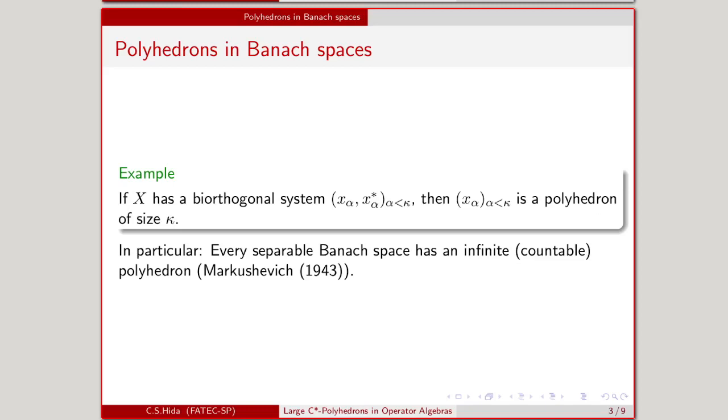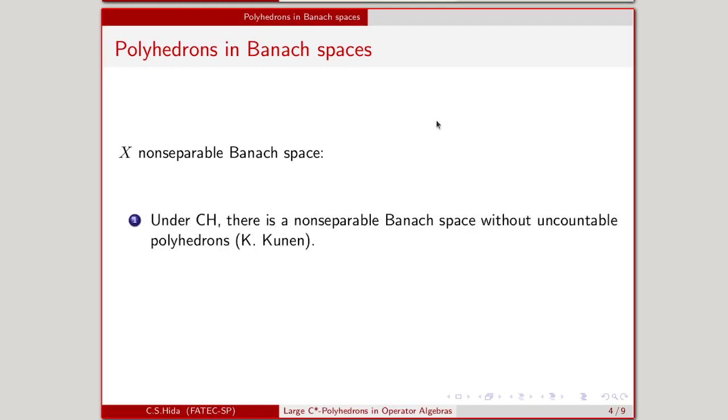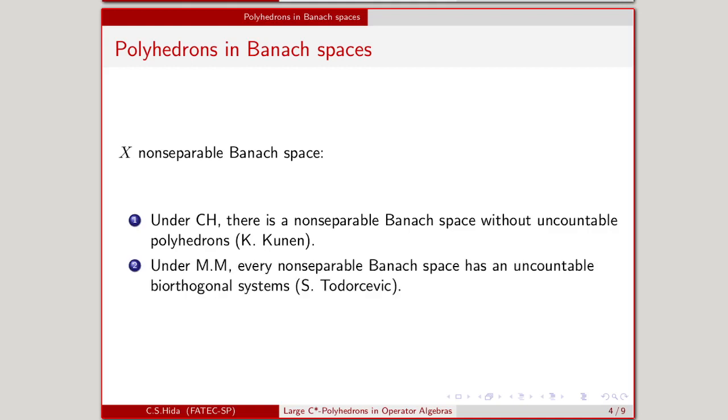But what is the situation in non-separable Banach spaces? The situation is a little bit different because, on one hand, if you assume the continuum hypothesis, there is an example of a non-separable Banach space without uncountable polyhedrons. This result is due to Kunen. Also, assuming Martin's Maximum, a result by Todorcevic says that every non-separable Banach space admits an uncountable biorthogonal system.